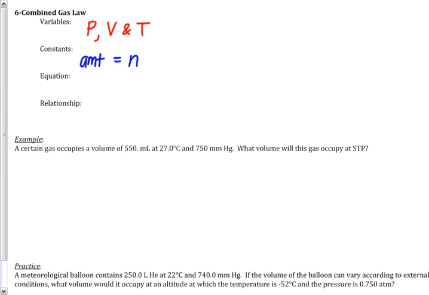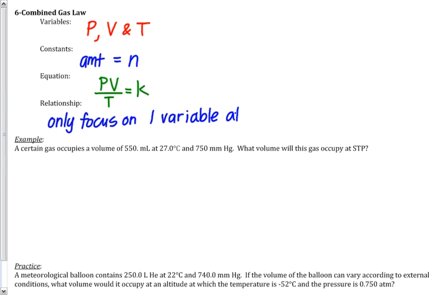Now, the equation that we can look at, if you were to try to do this with equations, is that you could take P times V divided by the temperature would equal some constant K. And if you really do like doing these with equations, there's another video that teaches you how to use the equation to solve these problems. I prefer doing this based on relationships. And what I would say is, when you're doing these problems, only focus on one variable at a time. And I'll show you what that means by doing this example problem.